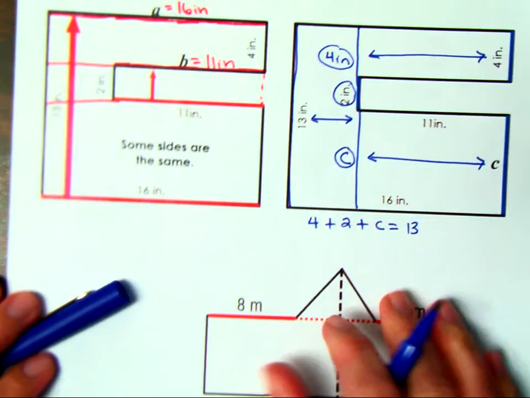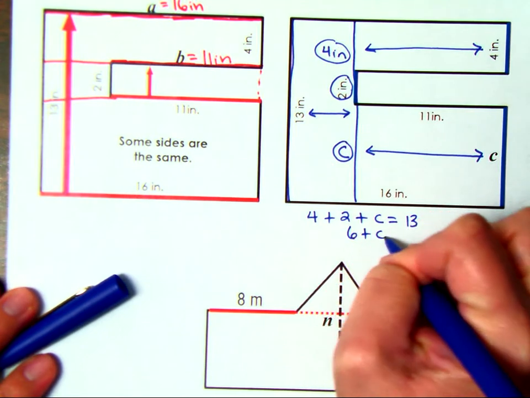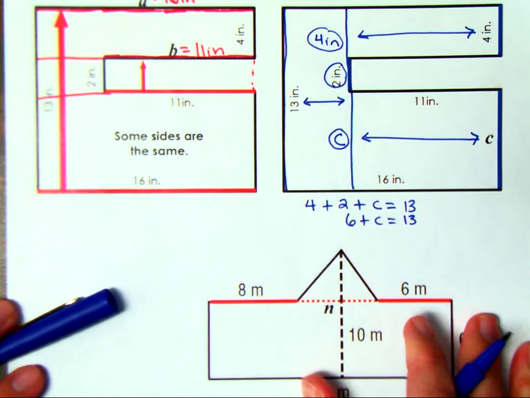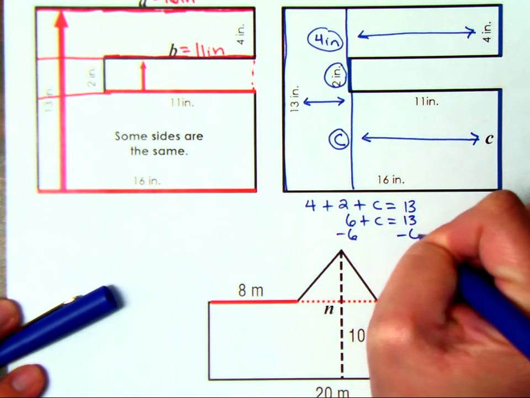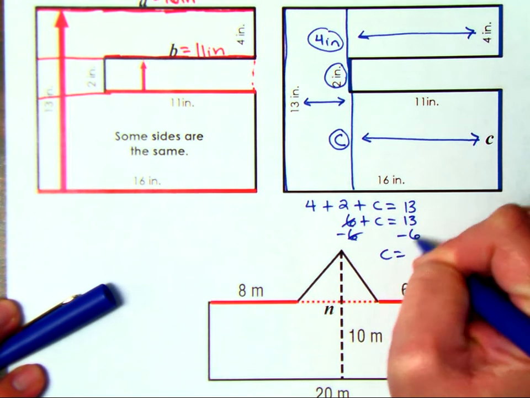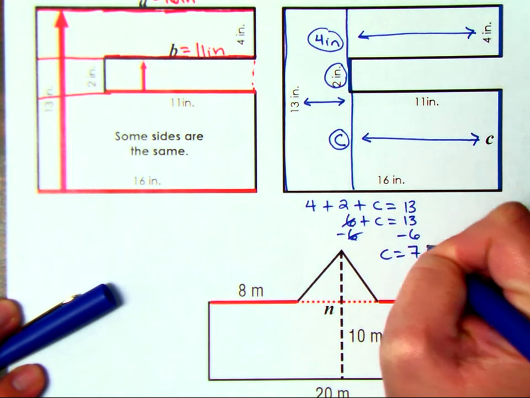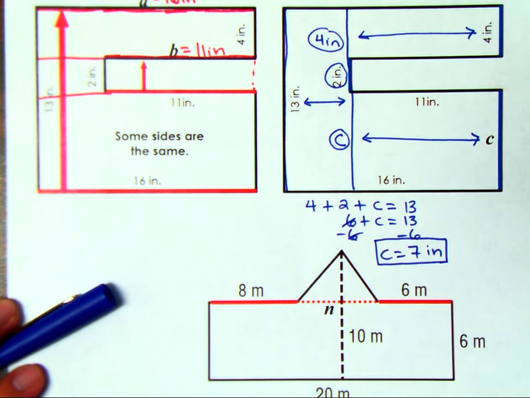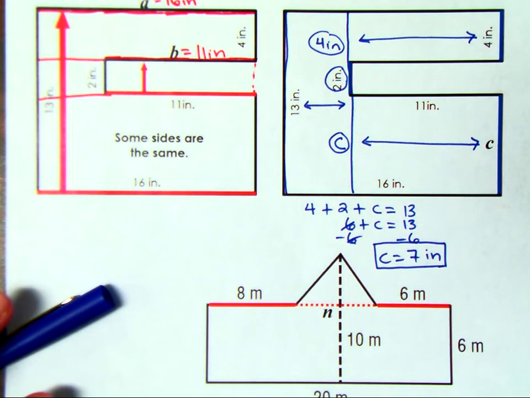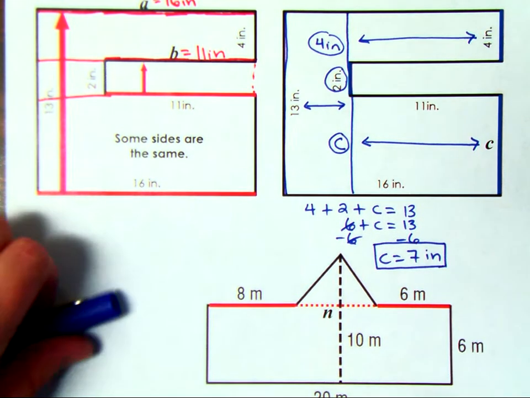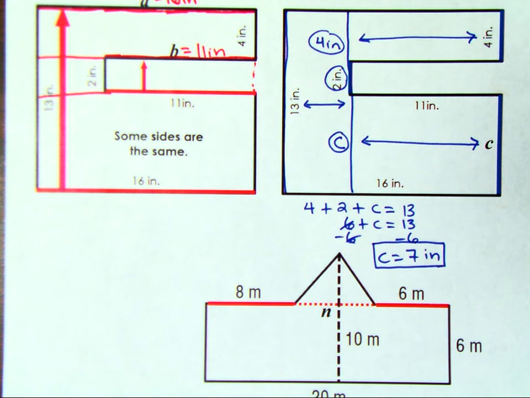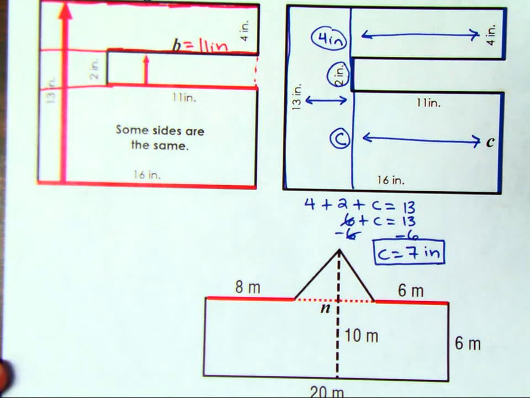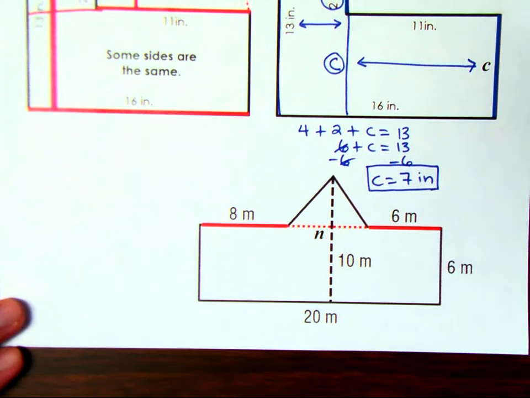Okay, so 4 plus 2 is 6. Combining like terms, we can add the numbers together, but we can't add C. We don't know what that is yet. So subtract 6 from both sides, and 13 minus 6 is 7. So C is equal to 7 inches. Okay, so all these factors that we've talked about in the past, writing equations and solving them, combining like terms, properties of rectangles, that's why we have to make sure we know those rules.